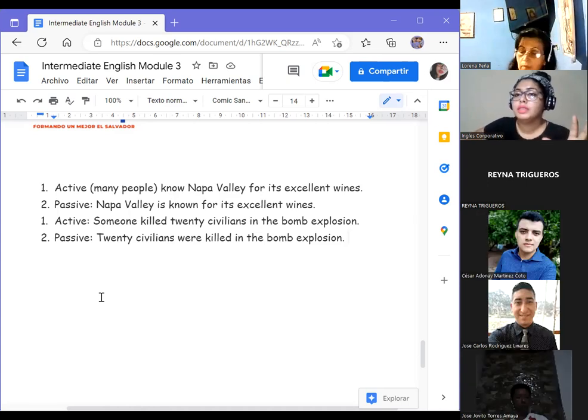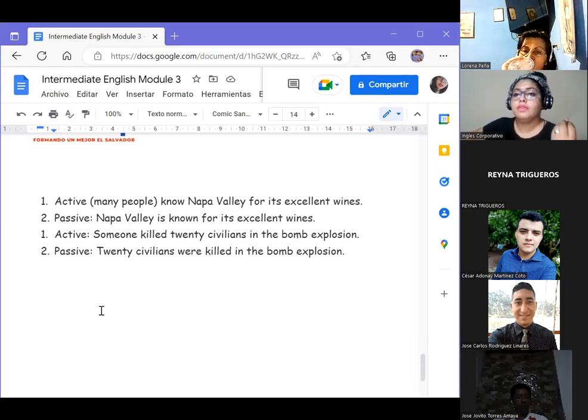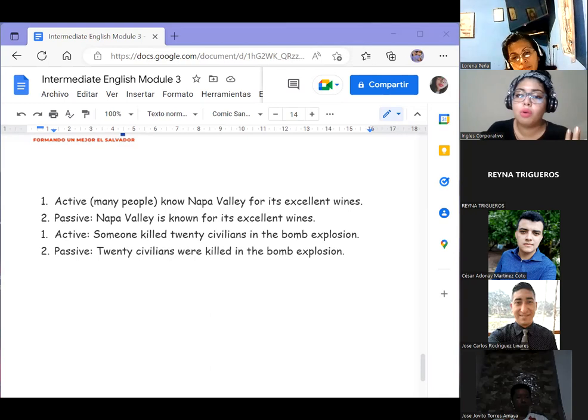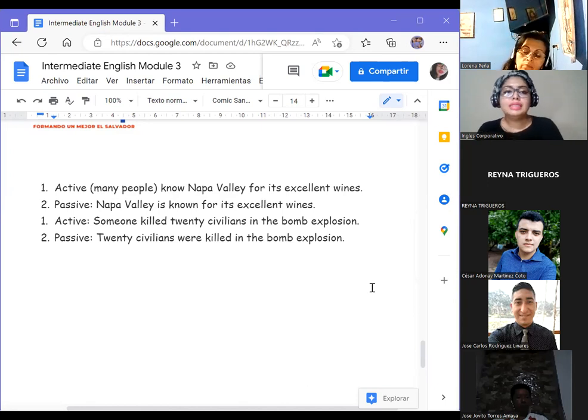So in that case, we have the old information at the beginning of the sentence, because we were saying that 20 civilians were killed in the bomb explosion. And when we have the information, because we were talking with the police, we have some videos, we can add it at the end of the sentence with the by phrase: 20 civilians were killed in the bomb explosion by someone that is part of a specific group. So in that case, we can have sentences with old information and new information, and we can use the by phrases.